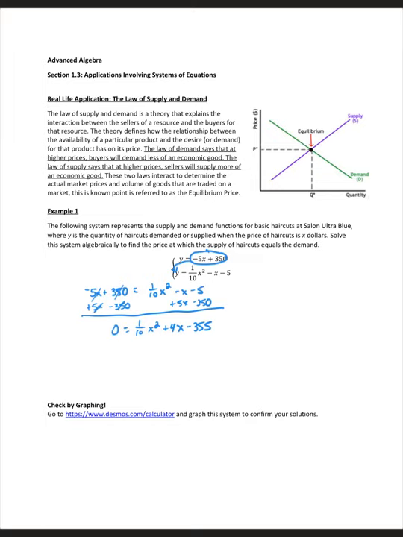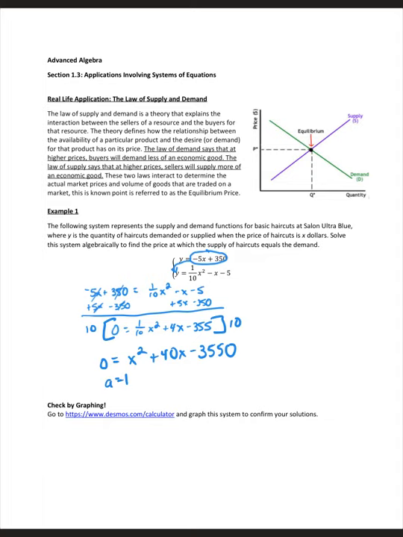I could try factoring it, I could try completing the square, but probably the best method of choice is to use the quadratic formula. To make this a little bit easier on ourselves, I could get rid of this fraction by multiplying both sides by a factor of 10. So I get 0 equals x squared plus 40x minus 3,550. That way, when I do the quadratic formula, I don't have any fractions to deal with.